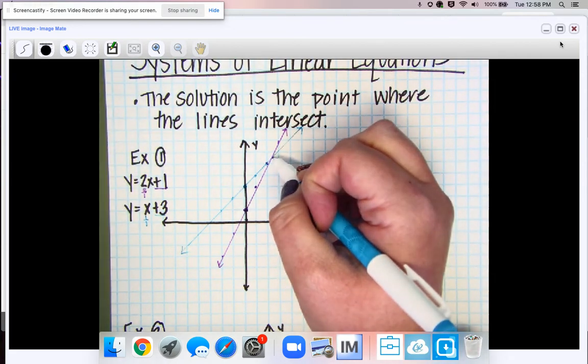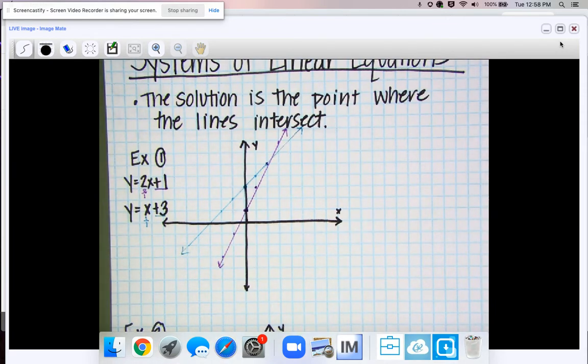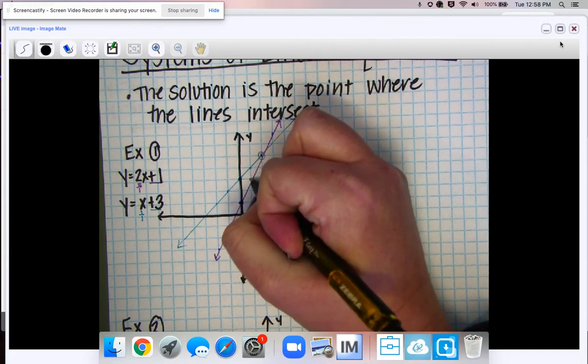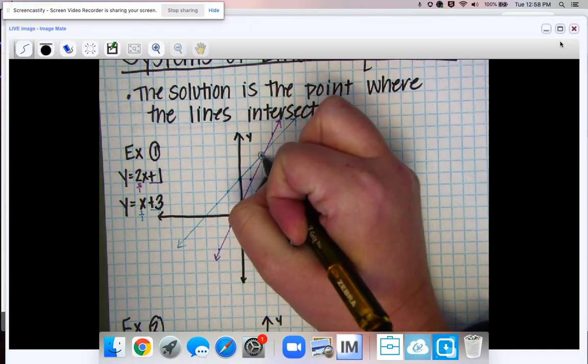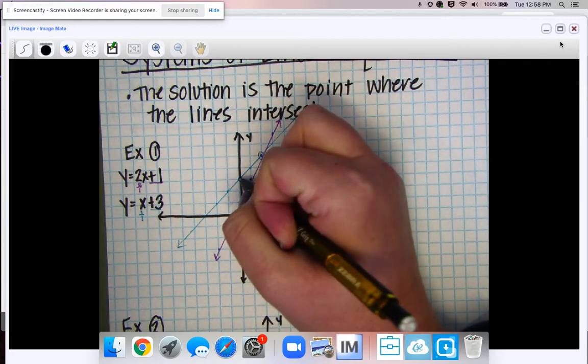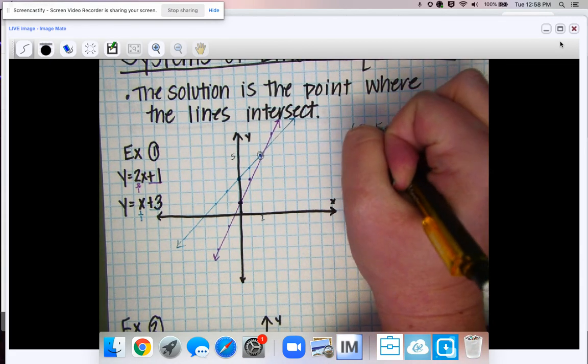So again, this purple line, I didn't get it exactly where I wanted, but I can tell that these two lines are intended to cross right here. That was one of the purple dots I went up to over 1. This point is at 2, 1, 2, 3, 4, 5. So the solution is (2, 5).